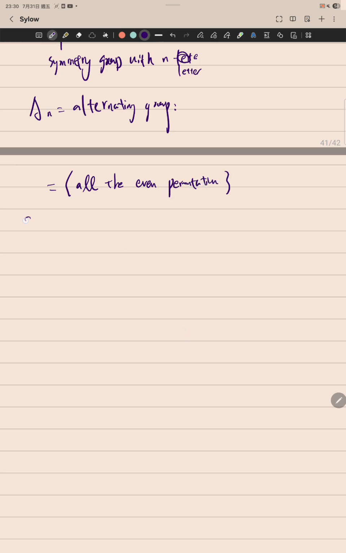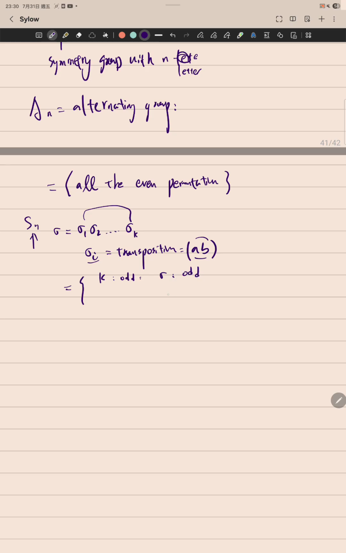Simply speaking, since we know that every element in Sn can be written as sigma 1 up to sigma k, and each sigma i is a transposition. A transposition is very simple, just written as (a b). Basically, you just exchange a and b. If there are k of them, if k is odd, then sigma is called an odd permutation. If k is even, then we say sigma is an even permutation.